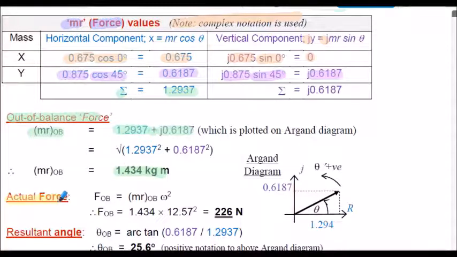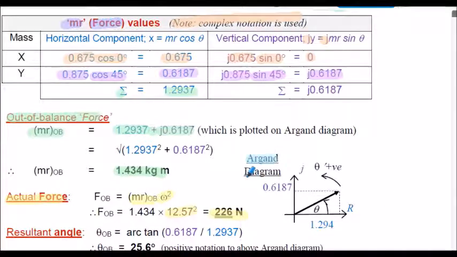The actual force is going to be the MROB, this value here, multiplied by the omega squared, because don't forget centrifugal forces m omega squared r, but we took the omega squared out when we do the table for simplification. I don't want to keep multiplying everything by omega squared all the time because it's a constant. So we work our out of balance out on the MR values, but if they actually want the actual force, then we've got to multiply it by the omega squared value to get the force. So the actual force that's out of balance is 226 newtons.